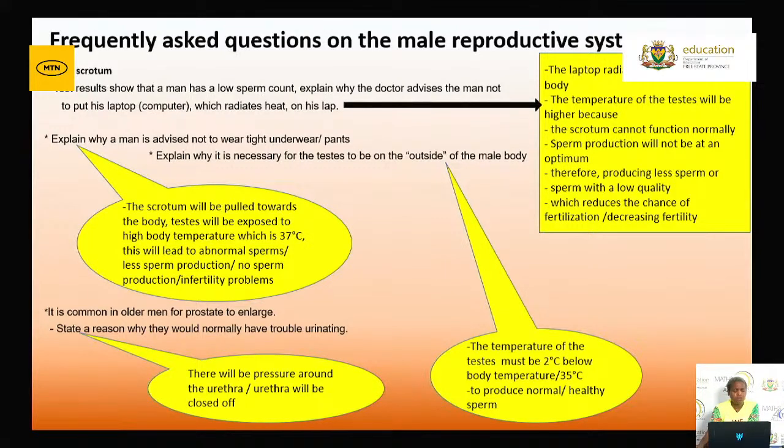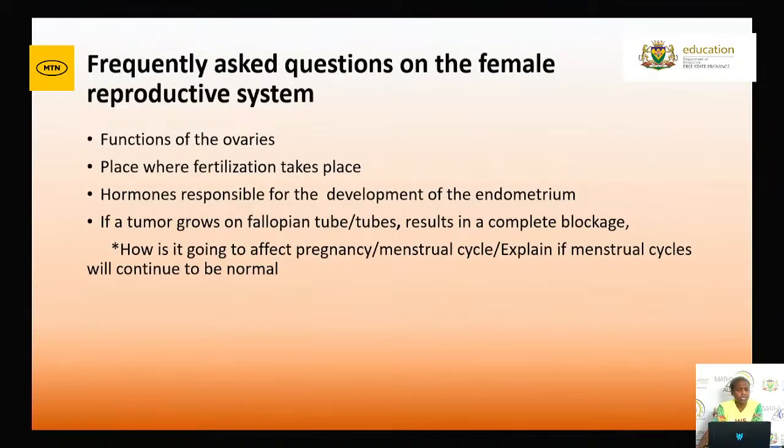And now we move to frequently asked questions under the female reproductive system. Please remember the functions of the ovaries, the place where fertilization takes place. You still remember it is the fallopian tubes, and the hormones which are responsible for the development of the endometrium. And then let us say again, if a tumor grows on the fallopian tube or tubes, resulting in a complete blockage, explain now how is it going to affect pregnancy?